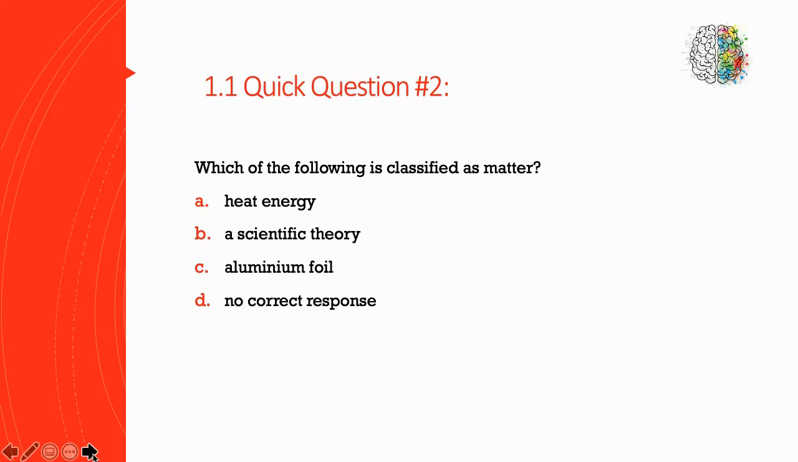Question number 2, which of the following is classified as matter? Go ahead and answer this one for me. So if you put aluminum foil, you are correct. Energy, remember, is not a type of matter. And a scientific theory is just kind of an idea in your head that certainly doesn't have mass, although it may take up some space in your head. It is not matter. But aluminum foil has mass, takes up space.